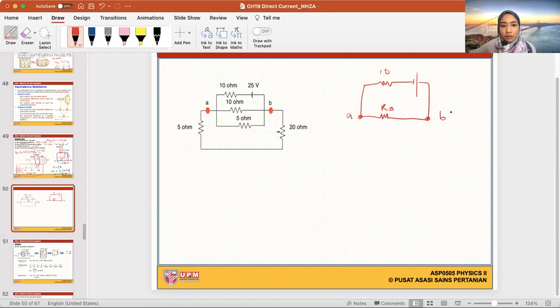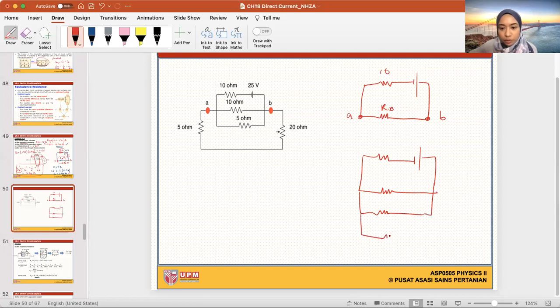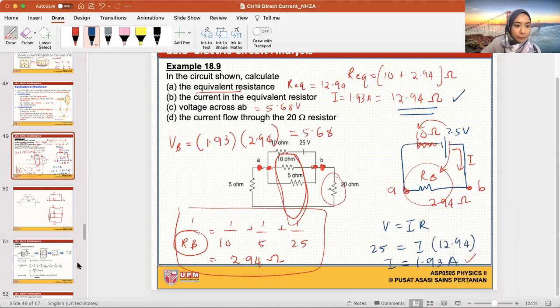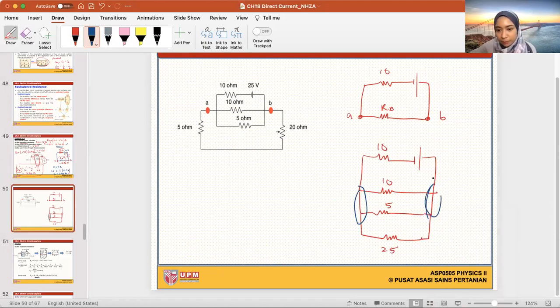Okay, now if I expand this RB, it would look like this. You don't have to expand it, but this is for the purpose of me teaching you guys. So 10 ohm, 5 ohm, and also 25 ohm. These three are connected by the same point. So this point is the same as this point. This point is the same as this point. It's the same, basically means the same point because they are in parallel.